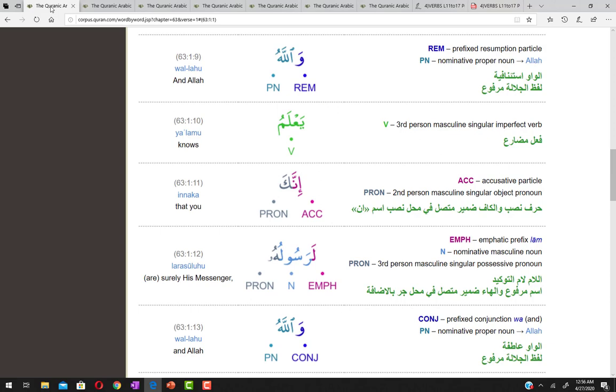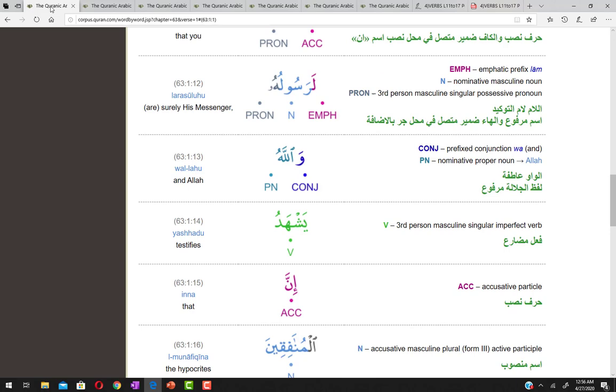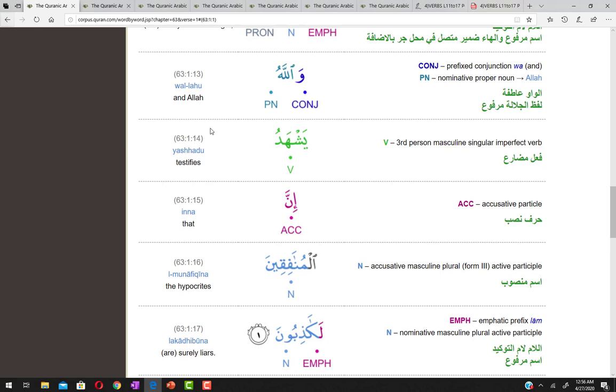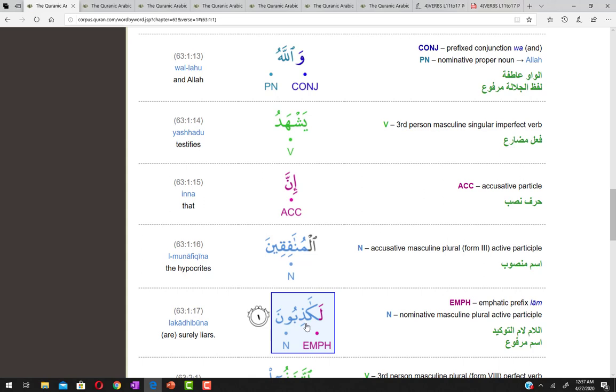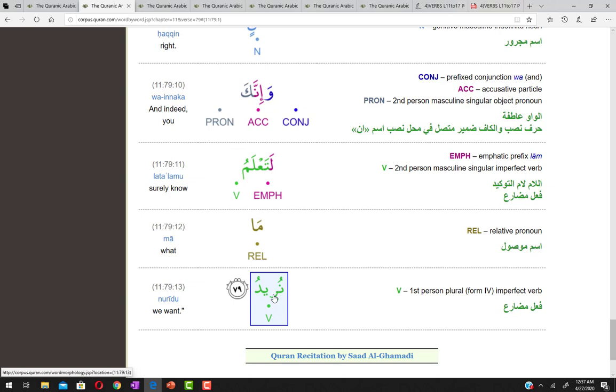Then wallahu yashhadu innal munafiqeen lakadhibun. Then Allah subhanahu wa ta'ala testifies that the hypocrites are surely the liars. So we have inna and then we have lakadhibun. So the lamu tawkeed is attached here. وَإِنَّكَ لَتَعْلَمُ مَا نُرِيدُ. So here we have إِنَّكَ, again we have لَتَعْلَمُ, the لَامُ التَّوْكِيدِ comes with the مُضَارِع, and indeed you surely know what we want.